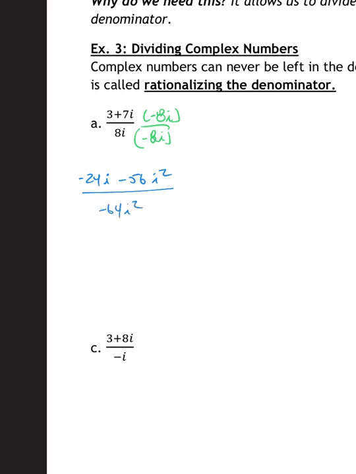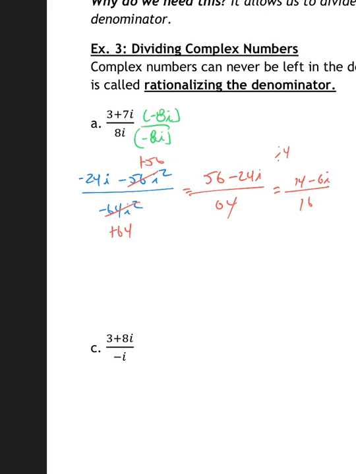Now I'm going to simplify. Remember, i squared is equal to negative 1, so that becomes a positive 64. That becomes a positive 56. So I got 56 minus 24i over 64. And then we always want to reduce. So if I'm looking at 64, 24, 56, they are all divisible by at least 2. I think they're all divisible by 4. So if I divide everything by 4, you get 14 minus 6i over 16.